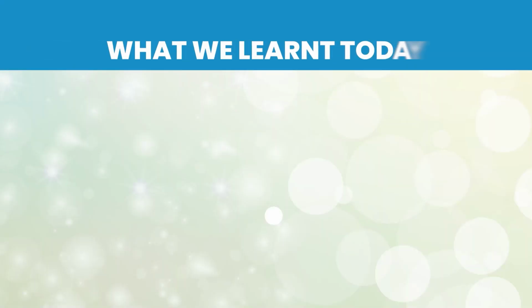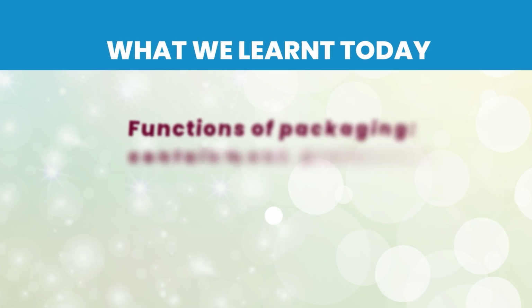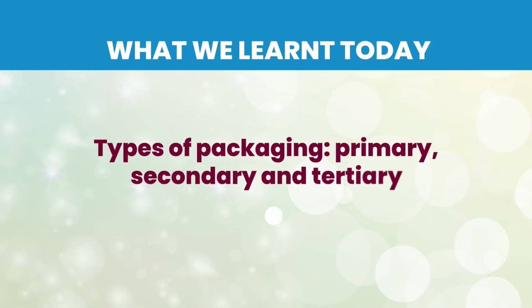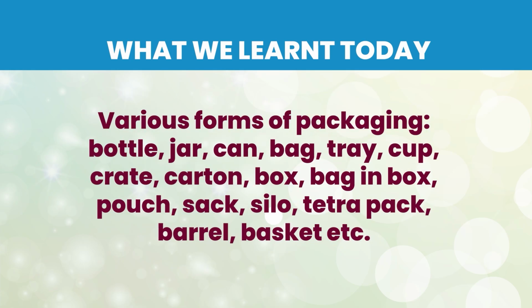So it is now time for summarizing what we learned today. First, we discuss about the definition. So we know that packaging is the art, science and technology of enclosing or protecting products for distribution, storage, sale and use. And the various functions of packaging includes the containment, protection, convenience, communication and marketing. There are three different types of packaging: primary, secondary and tertiary. And there are various forms of packaging which includes the bottle, jar, can, bag, cup, crate, cartons, box, silo, tetra pack, barrel, basket, so many different forms are available.